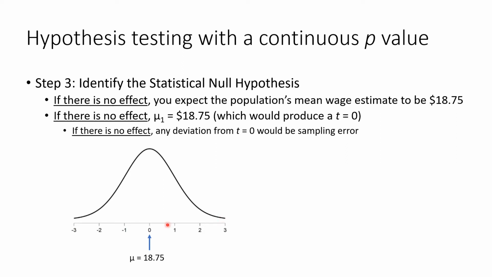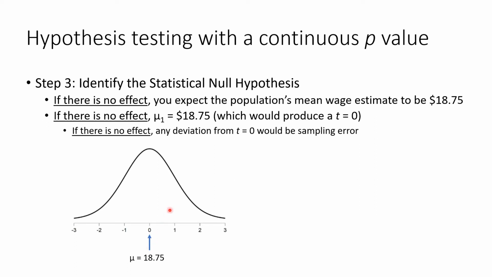Formally, you would write that as the mu is equal to 18.75. Now, if you get a mu of 18.75, that means that you would get a t-value of exactly 0. We'll see that when we start looking at the equation, but a t-value is very close to a z-value. If the null hypothesis is true, you would expect to get a t-value close to 0. And you can see that down here in the curve. This is a t curve. It looks very much like a z curve.